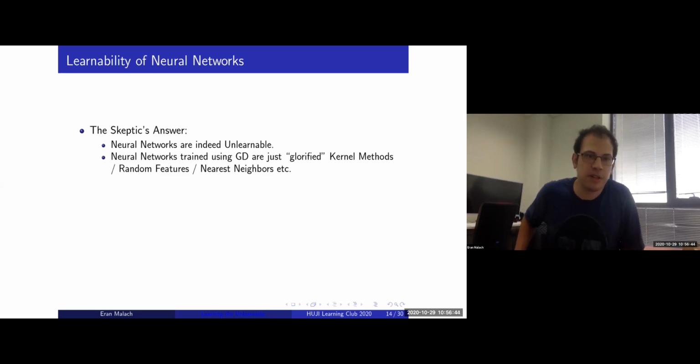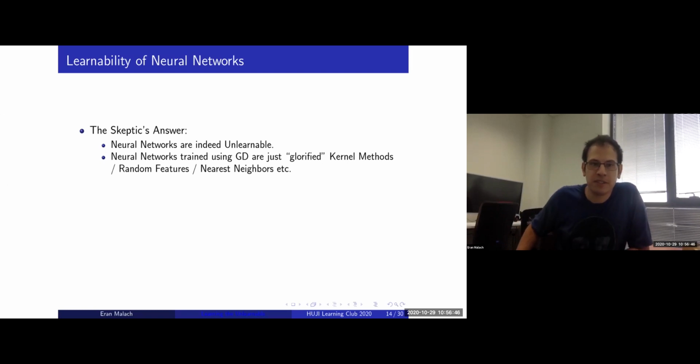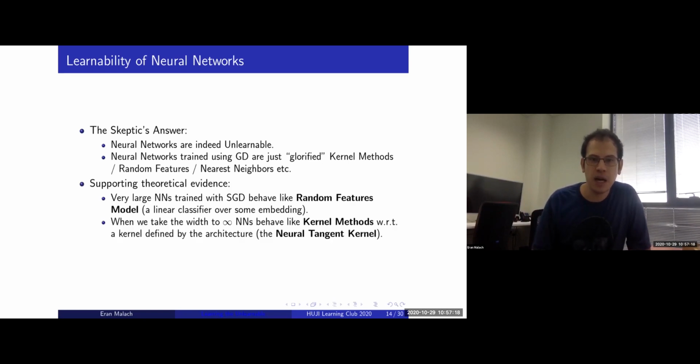One answer, which I'd like to call the skeptic's answer, is that nothing is missing. Neural networks are unlearnable, but in fact, when we're training neural networks in practice, we're not learning neural networks, we're just doing a glorified mode of kernel learning or random features or stuff that is already learned. So somehow in practice, we're learning learnable classes that we already had in the past, but maybe we just found a better kernel. So we're in fact just doing kernel SVM, but with a better kernel.